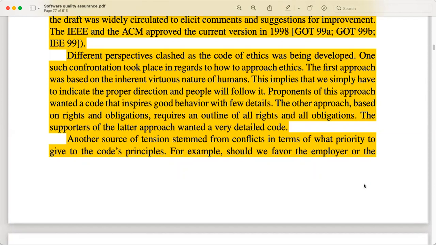So basically, two schools of thought were involved in this draft of the code of ethics. One said that you just give a direction and people will follow that direction and act on it according to their convenience. The other school of thought said no, we need to outline all the tiny bits of ethics, details, and obligations in this code of ethics, and people will follow it.